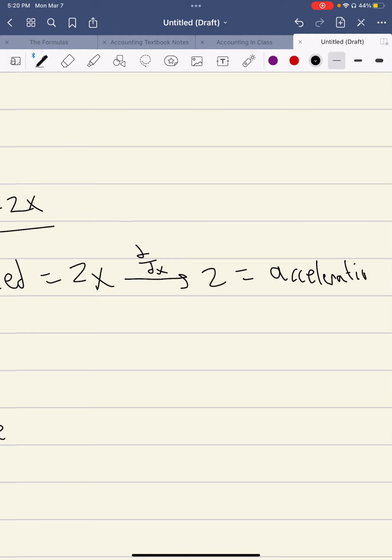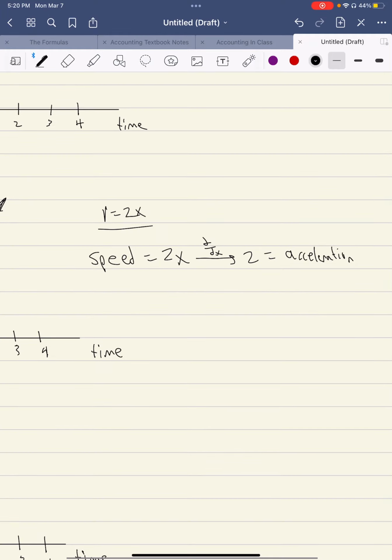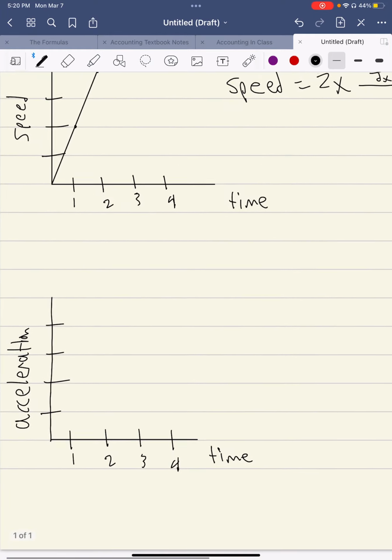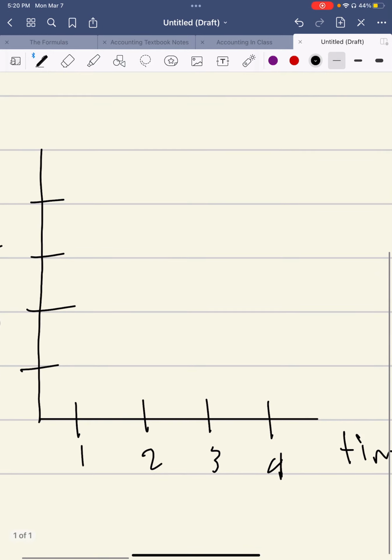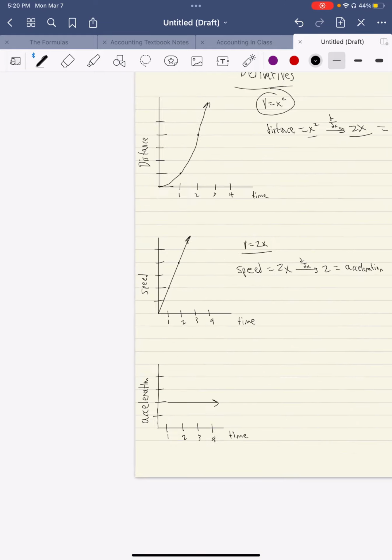So how does that look on a graph? Why is it a constant, you might ask, right? Well, it actually intuitively makes sense. That means that the acceleration is just going to be a constant 2 throughout the duration of this graph, right?